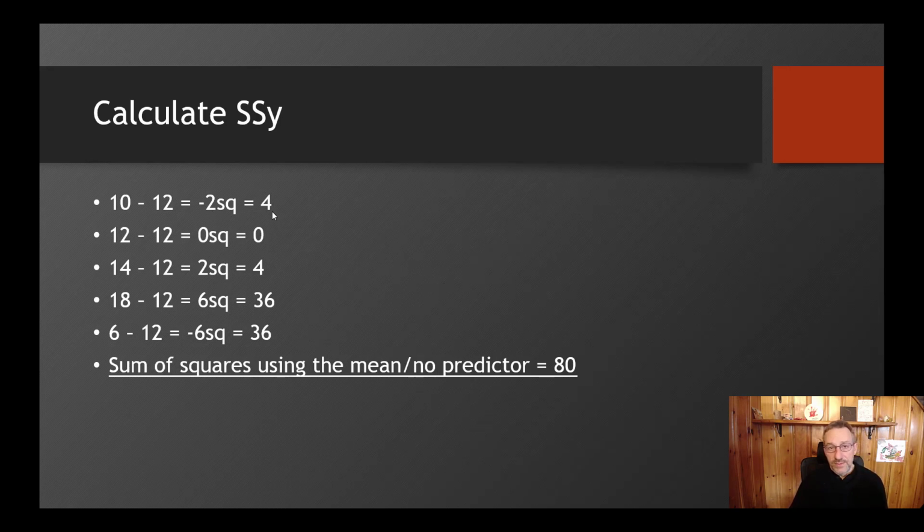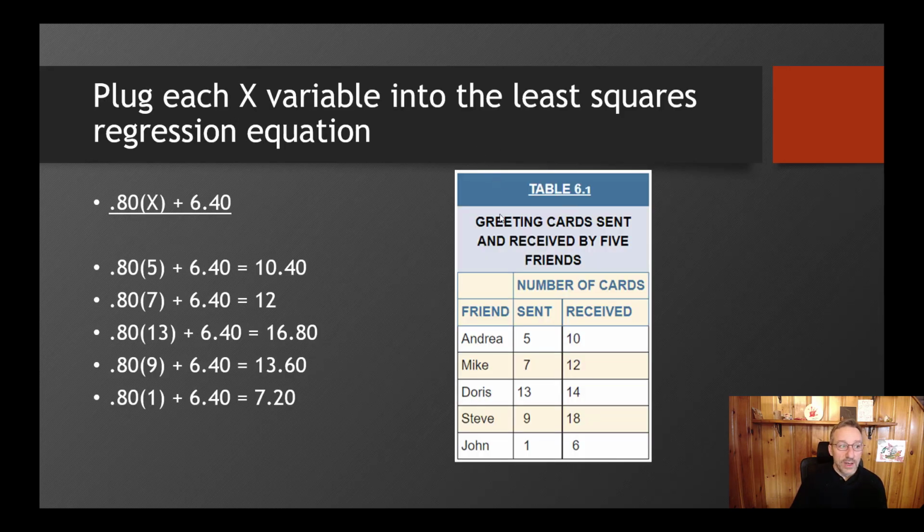You have to square each one because it equals 0. You square them, you sum them up. Our sum of squares using the mean, or no predictor, is an error, basically an error of 80. So now we will plug in each one of the X variables, our sent cards, into that equation that we got.